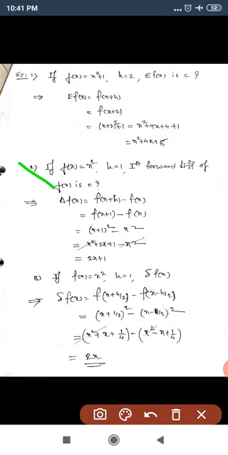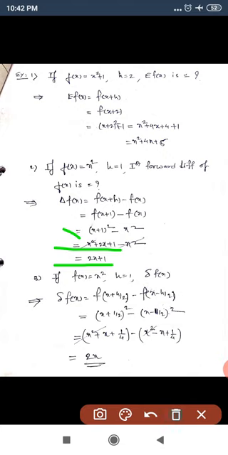Similarly, if f of x equal to x square, h equal to 1, then what is the first forward difference of f of x? We know that the first forward difference is f of x plus h minus f of x. So with h equal to 1, f of x plus 1 minus f of x. F of x plus 1 is x plus 1 bracket square, since f of x equals x square. Simplify the bracket: x plus 1 bracket square equals x square plus 2x plus 1 minus x square, and if we simplify this, we get 2x plus 1. X square gets cancelled, so only 2x plus 1.